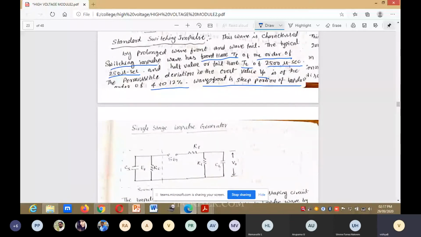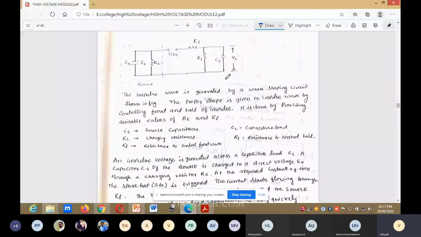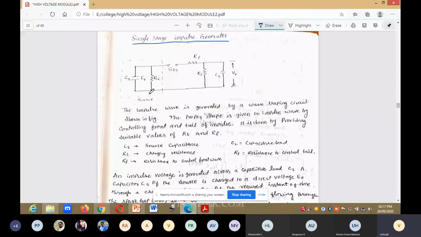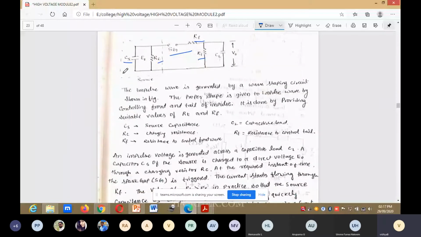This is the wavefront, the steep portion of the impulse. Next, the single stage impulse generator. This is CS, RF, RT and RC. The impulse wave is generated by a wave shaping circuit. The proper shape is given to the impulse wave by controlling the front and tail of the impulse. It is done by providing suitable values of RT and RF.